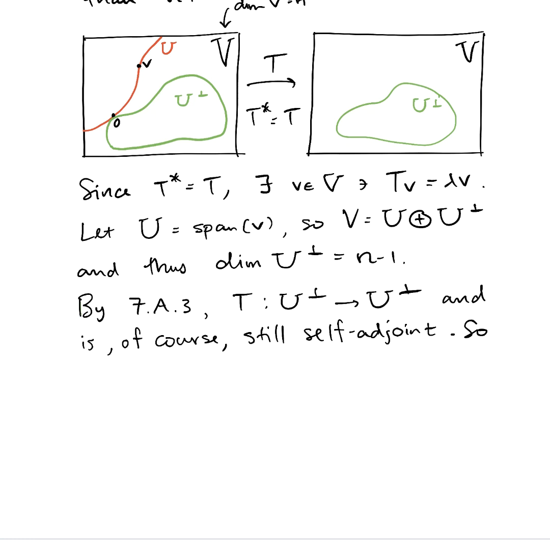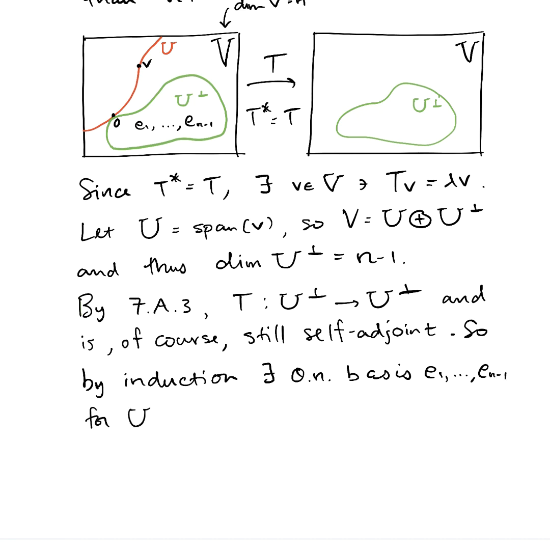So by induction, there does exist an orthonormal basis, ON basis, E1 through, okay, how many things should be in that basis for U perp? E1 through En minus 1, for U perp, consisting of eigenvectors of T.